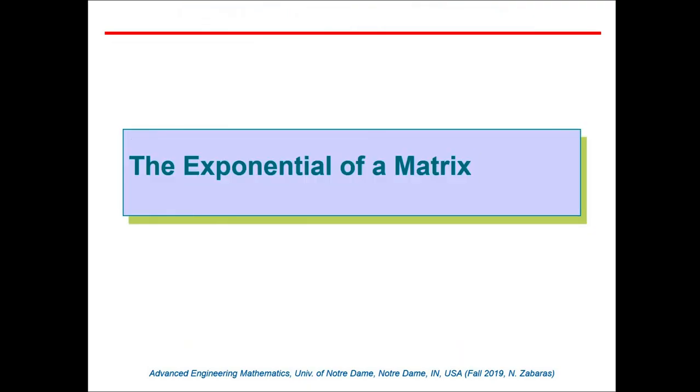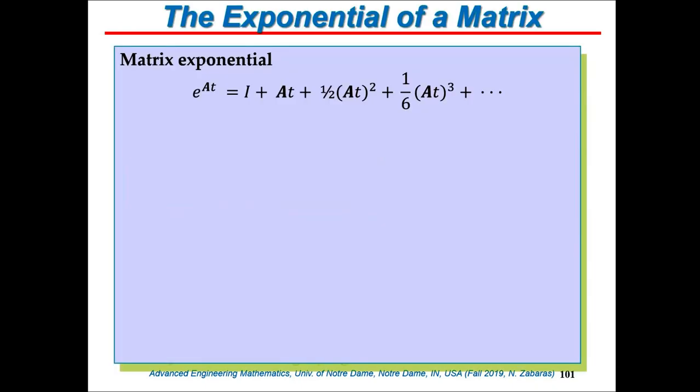Okay, so let me continue. We discussed that the general solution to the system of differential equations du/dt = Au was e^(At) times u0. So I need to say something about what this exponential of a matrix is. I need to show you where the exponential of a matrix comes from, and I want you to think of a Taylor series expansion.